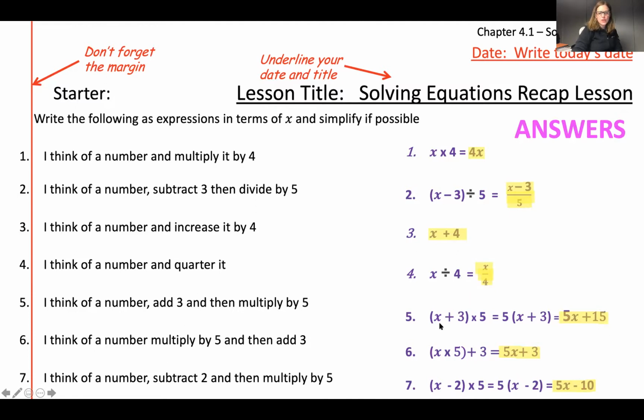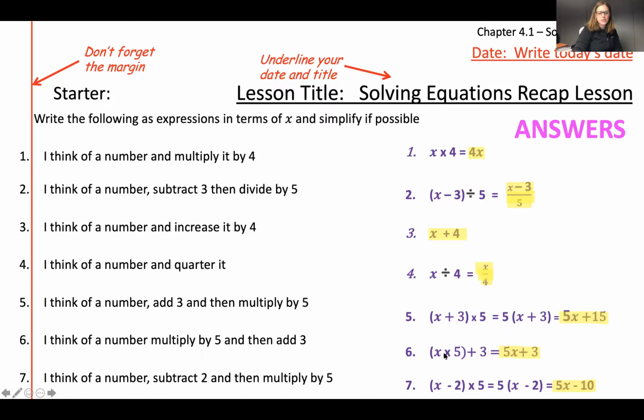I think of a number, I add 3, here's my x plus 3, and then I multiply by 5. Now we would normally write the 5 before the expression inside the brackets, and then I could expand it to 5x plus 15, but this is perfectly okay as an answer as well.